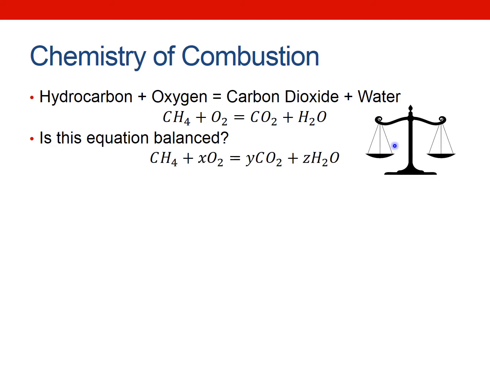I'm going to show you a way that you can balance this, and this is the way that I propose. Always start with just 1 unit of your fuel, and we're going to burn that with X, we don't know how many yet, but X lots of oxygen, and that's going to give us some, we don't know how many, carbon dioxide, so let's say Y, and some waters, we don't know how many, let's say Z. So 1 unit of methane plus XO2 is going to give us YCO2 plus ZH2O.